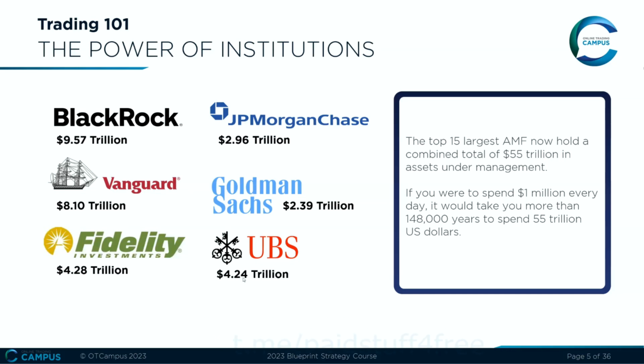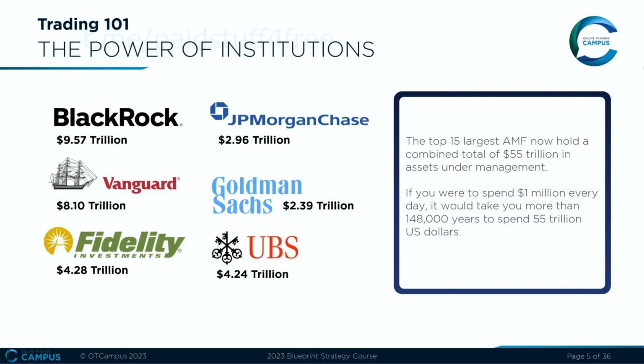They have 4.24 trillion US dollars under management. And then two other well-known asset management firms and/or banks. In this case, they're both JP Morgan Chase and Goldman Sachs. JP Morgan Chase has 2.96 trillion US dollars under management currently, and Goldman Sachs has $2.39 trillion under management.